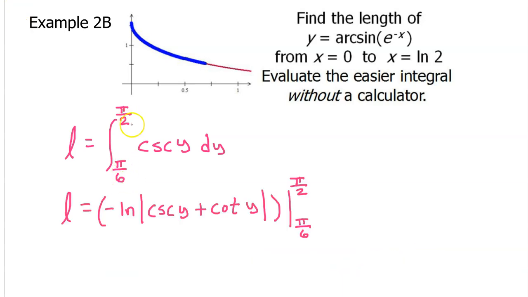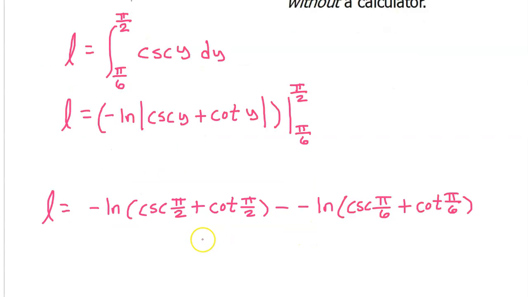This is a definite integral, so we need to take the antiderivative and apply the limits of integration from pi over 6 to pi over 2. So we need to find the value at pi over 2 minus the value at pi over 6. Here's the value at pi over 2 minus the value at pi over 6. Obviously, minus a negative is a plus.